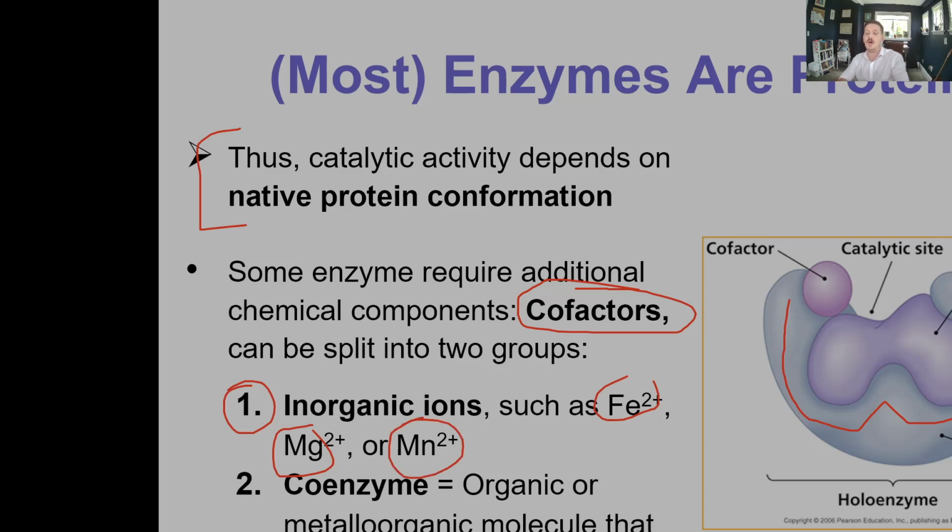So the enzyme on its own, termed the apoenzyme, is inactive. It requires the metal ion, an inorganic ion cofactor, to bind to it to help it do its job. And when it is bound to its cofactor, it is referred to as the holoenzyme. So apoenzyme is empty, holoenzyme is complete.